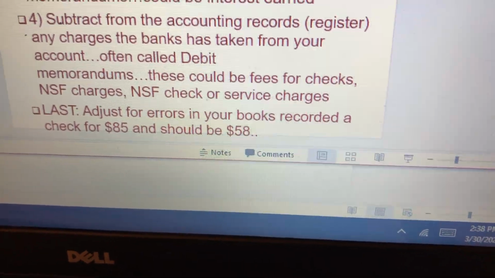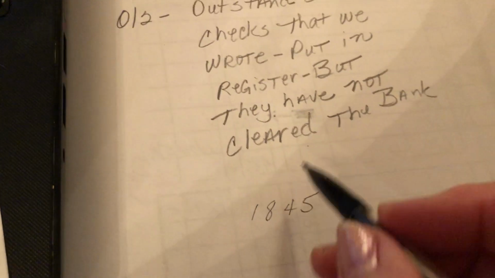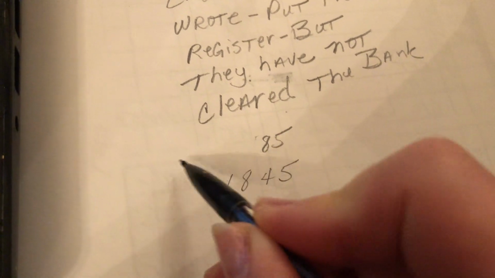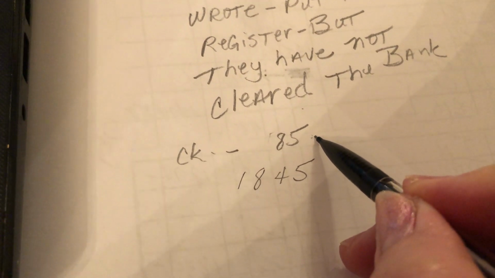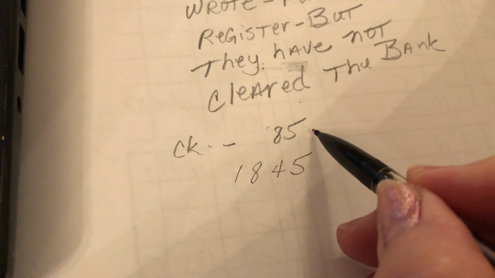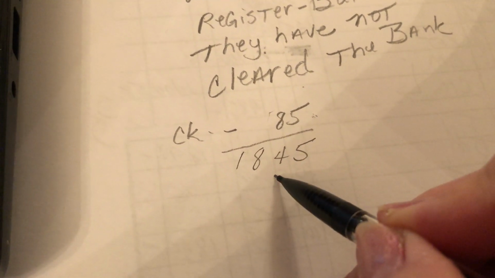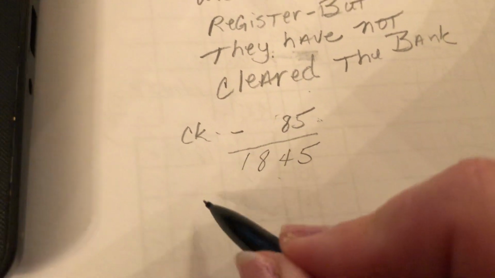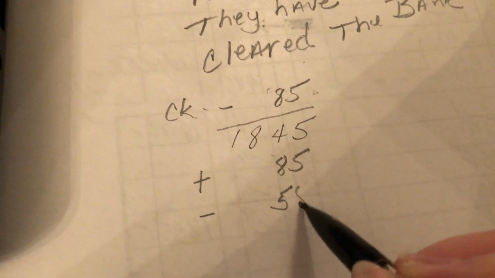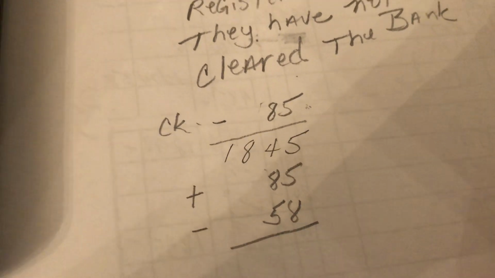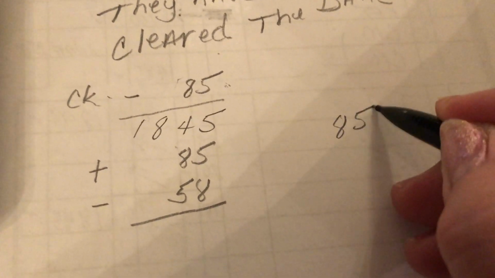Okay, now checks are subtracted. So here's the deal. You can do this one of two ways. If you had written an $85 check up here, let's say this was a check, think about this. What this did was to take more money out of your account than needed to be taken out. So this was a check that you had written, and your balance ended up being $1,845. Two ways you can do this. You can either add the check back and then subtract the 58, which is what the check should have been, or you can take the difference, 85 minus 58, that's going to be $27, I believe.